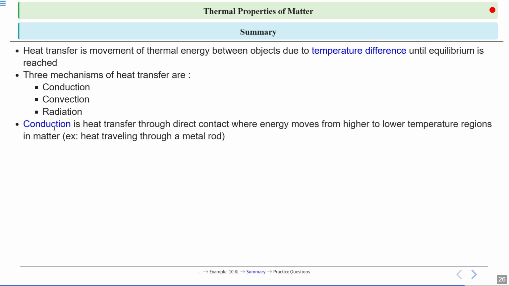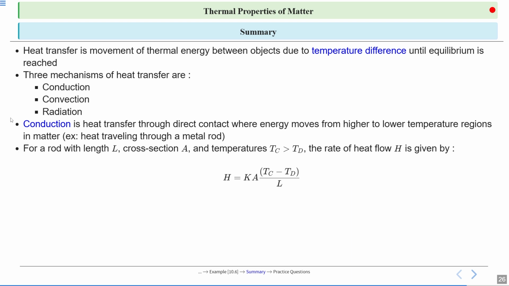In conduction there is heat transfer through direct contact, where energy moves from higher to lower temperature regions in matter. Example: heat traveling through a metal rod. Similarly, when you put a cold spoon in hot tea, you will get a change in temperature in the spoon. The spoon absorbs heat; there is a heat transfer from the tea to the spoon.